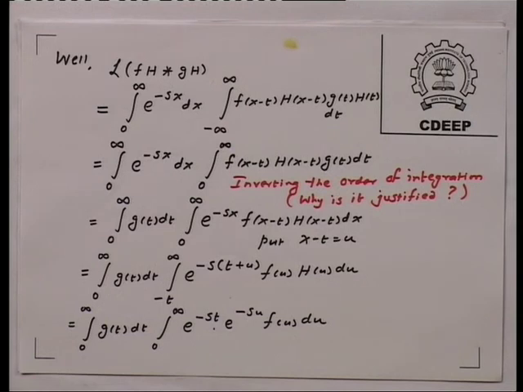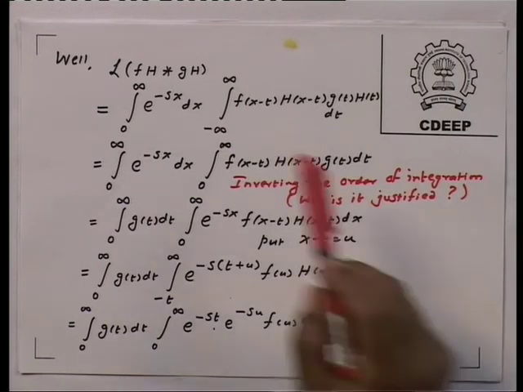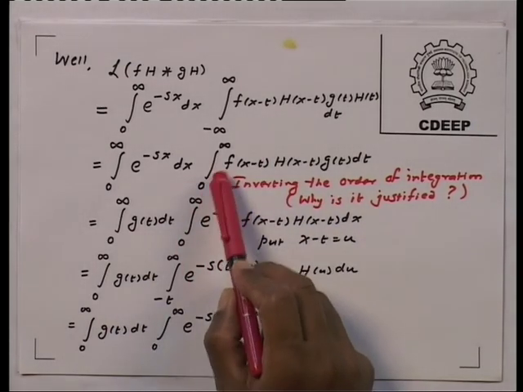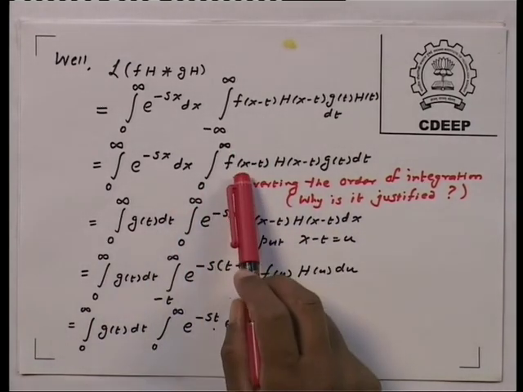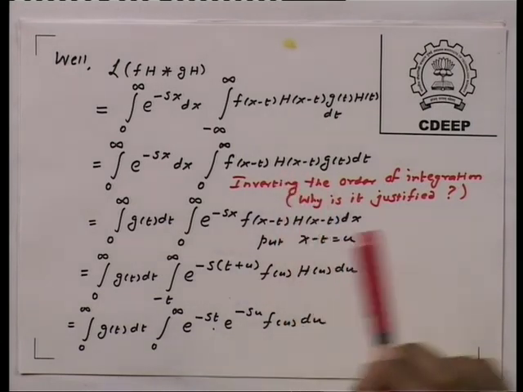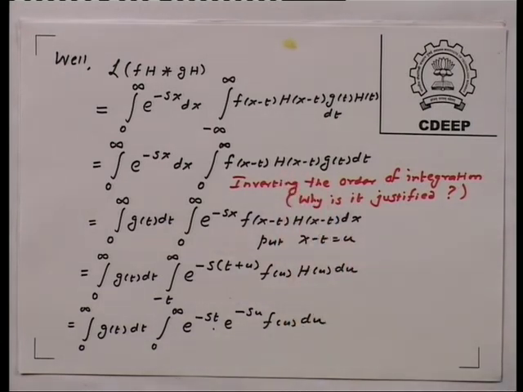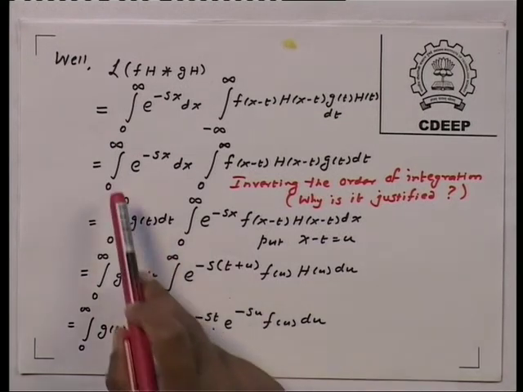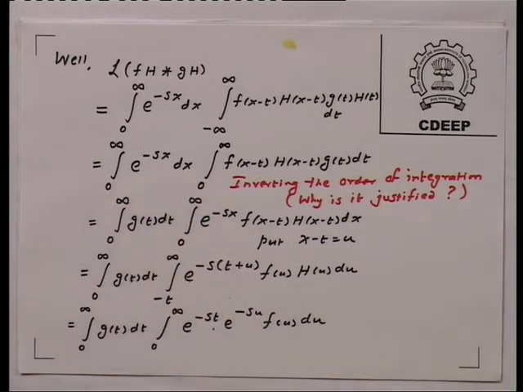Now, ht is 0 when t is less than 0. So the inner integral goes from 0 to infinity, f of x minus t, h of x minus t, gt, dt, because h of t is 1 on the positive real line and 0 on the negative real axis. So now I have two integrals, both of them going from 0 to infinity. I switch the order of integrations.